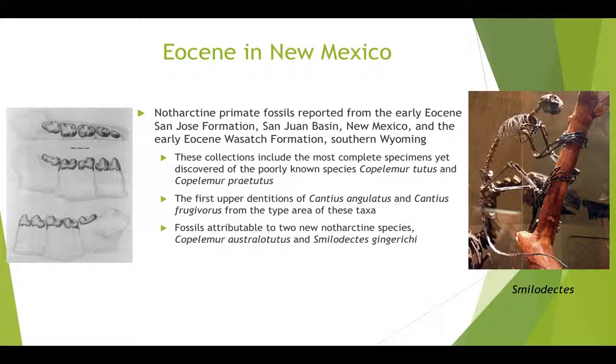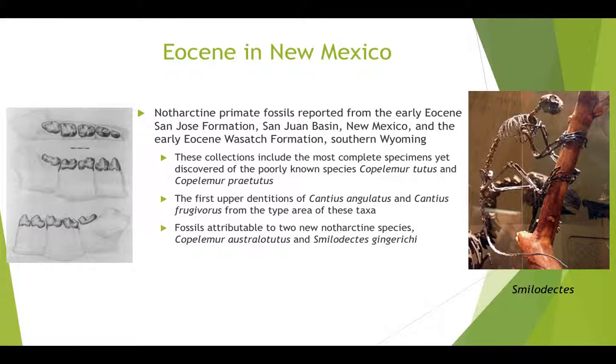We've got a group called the Notharctine primates that have been found in the early Eocene in the San Jose Formation, including the San Juan Basin of New Mexico. So we're talking about really anywhere from roughly Cuba to the Four Corners area. And then in the early Eocene in the Wasatch Formation in southern Wyoming. And we've got pretty consistent faunal deposits that extend all the way from New Mexico to Wyoming.